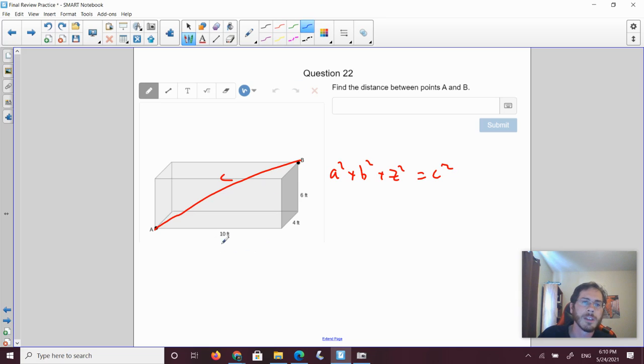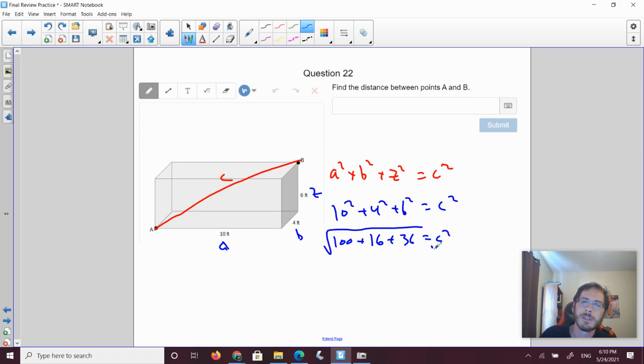So just plugging everything in, we'll say that's A, we'll say that's B, we'll say that that's Z. So 10 squared plus 4 squared plus 6 squared equals C squared. 100 plus 16 plus 36 equals C squared. To get C by itself, we'll square root both sides. So we get the square root of 152 equals C.